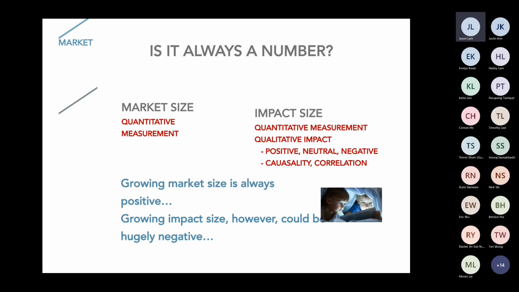The impact size or the market size is huge, but the actual impact is not very positive. It could be very, very negative. And then in terms of qualitative impact, it's also about understanding causality versus correlation, because it's always hard to measure whether your solution is actually causing a certain result, or whether it is just correlated to a certain result.